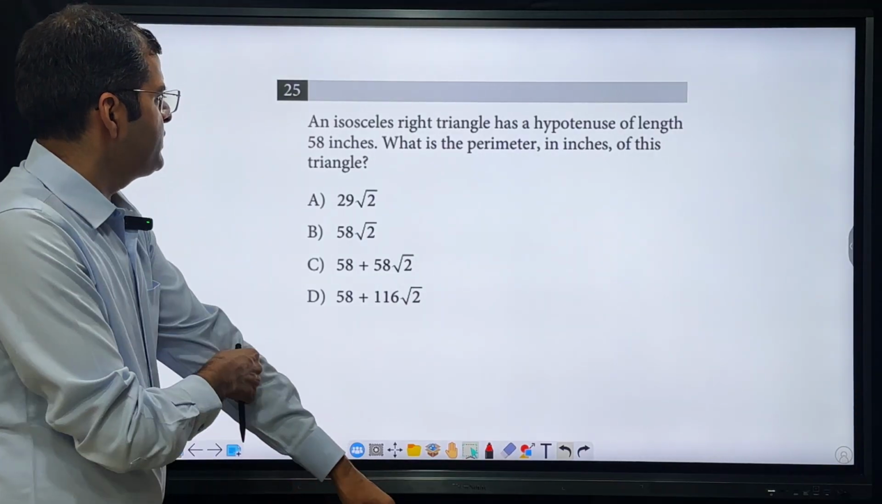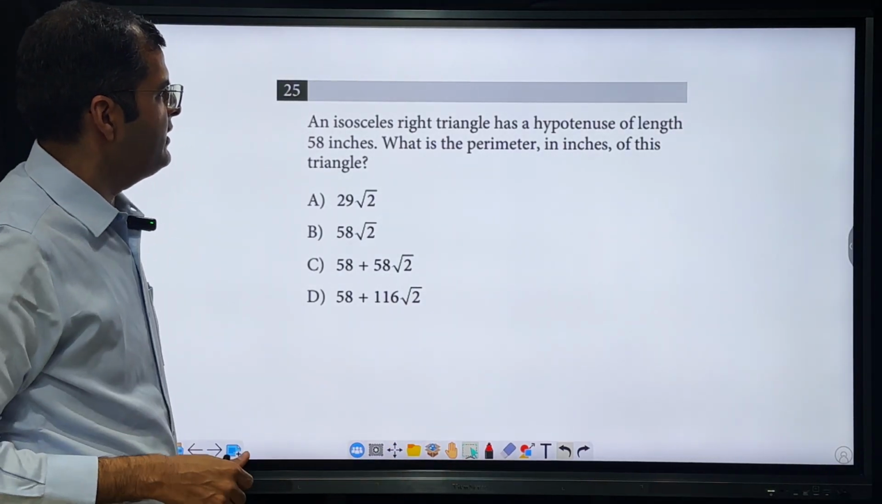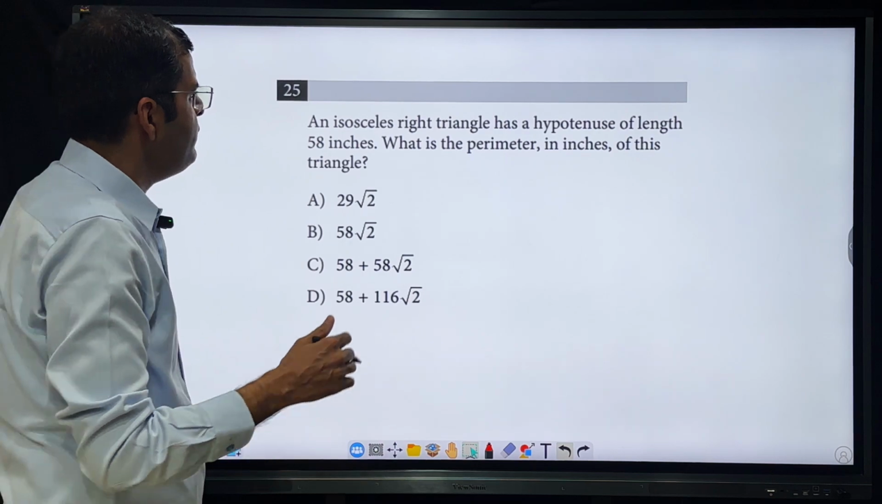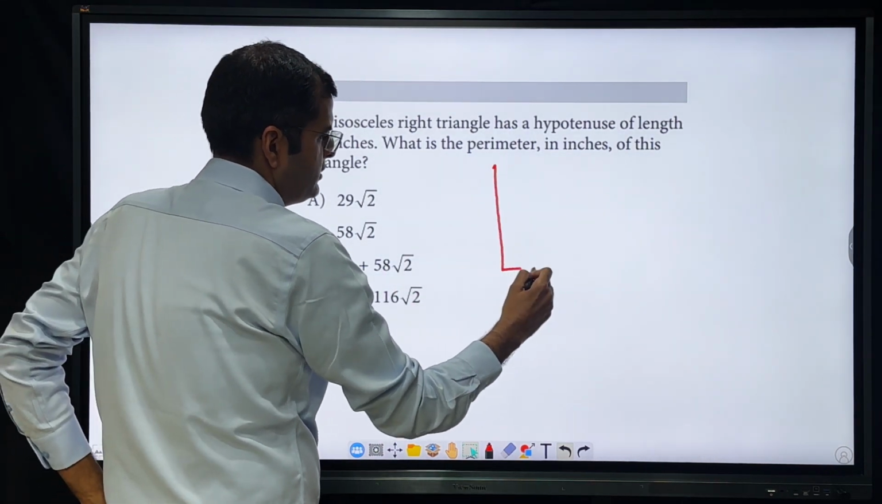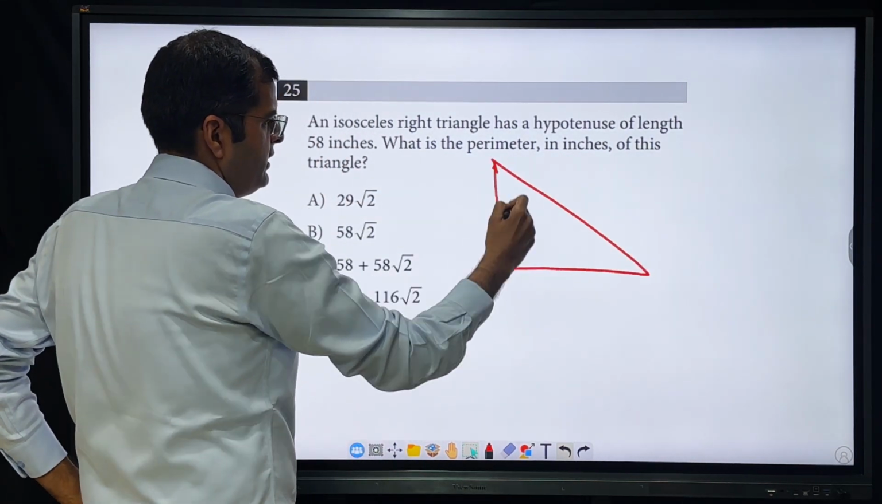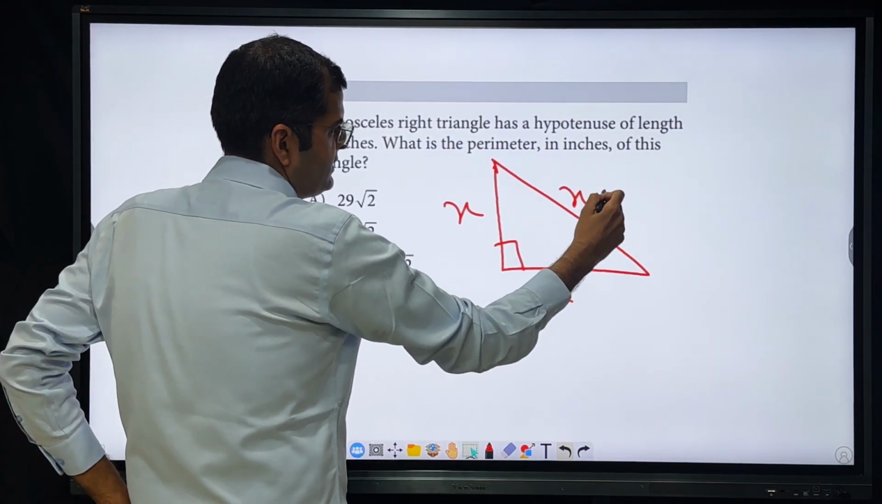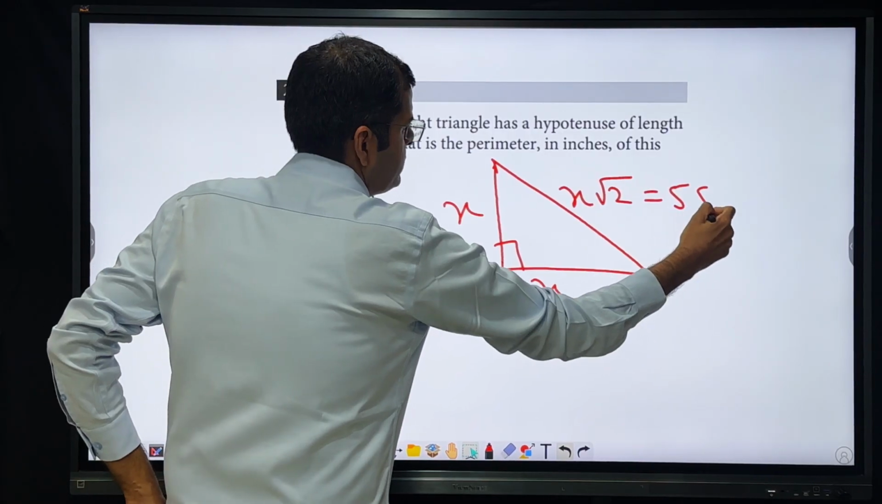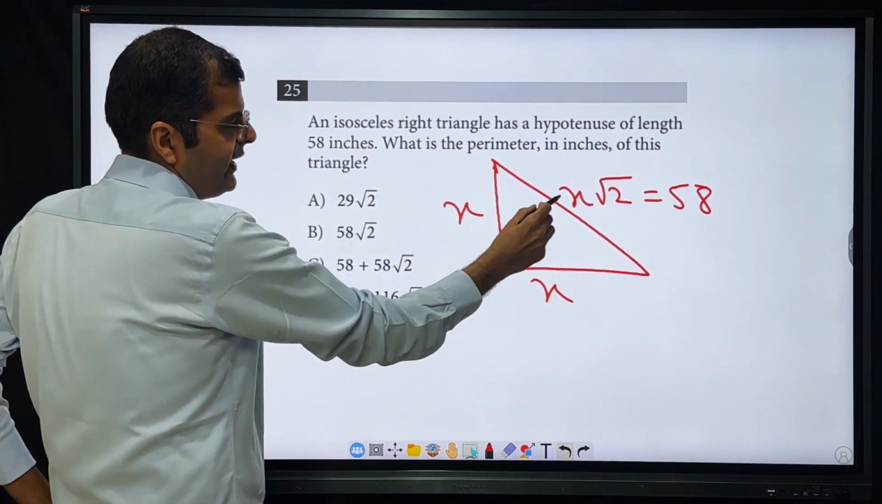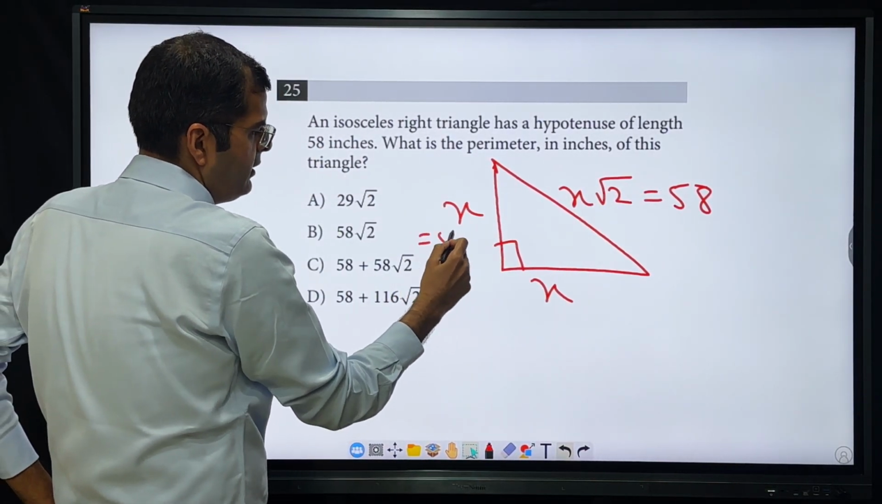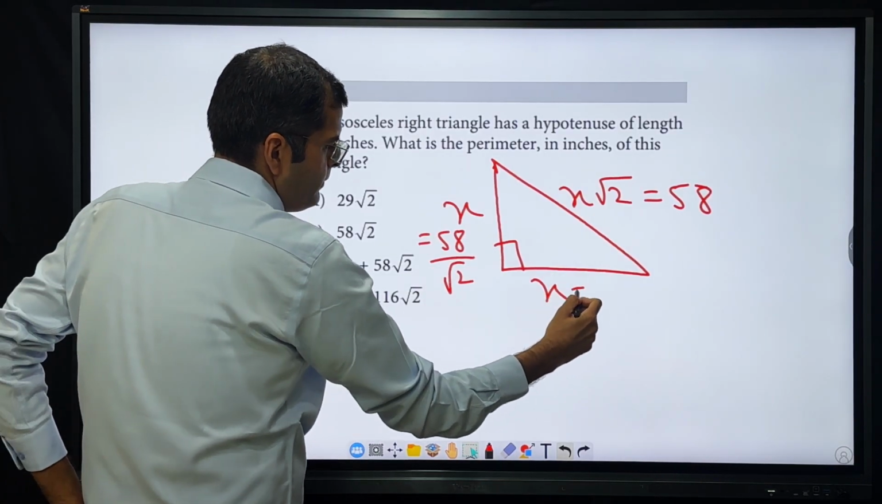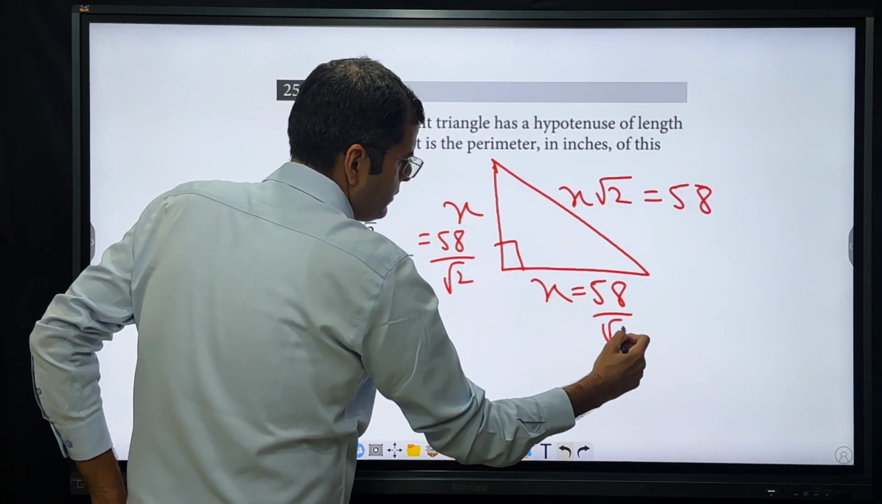Now looking at this question, it says an isosceles right angle triangle has hypotenuse of length 58. So in an isosceles right angle triangle, this side is x, this side is x, this side is x root 2. Hypotenuse is given to be 58. So if x root 2 is 58, x will be what? 58 by root 2. Here this will also be 58 by root 2.